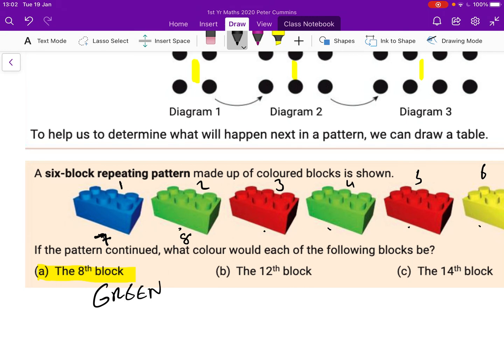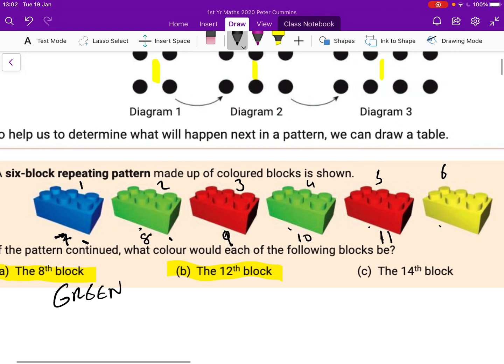Then we say, well, the 12th block then is going to be, well, this is 7, this is 8, this one's going to be 9, this one's going to be 10, this one's going to be 11, and this one's going to be 12. So we say the 12th block is going to be yellow. And then the 14th block, okay, we're up as far as 12. 12 was yellow, so we repeat the sequence again. This is going to be 13, and this is going to be 14. This is going to be red 15, green 16, red 17, yellow 18. But our 14th block is going to be green.